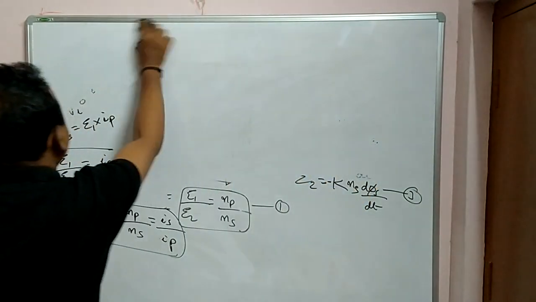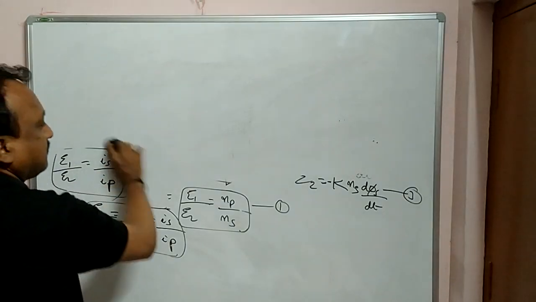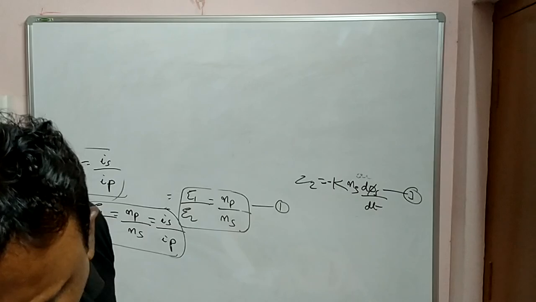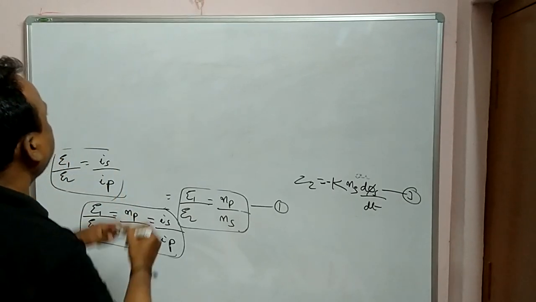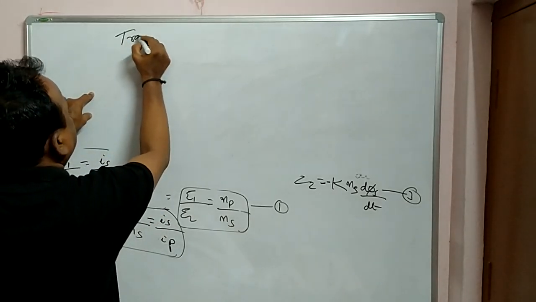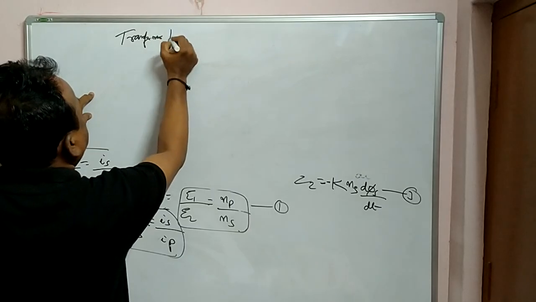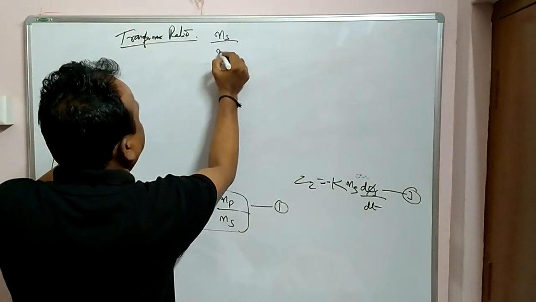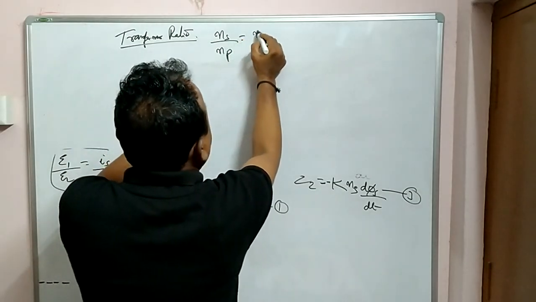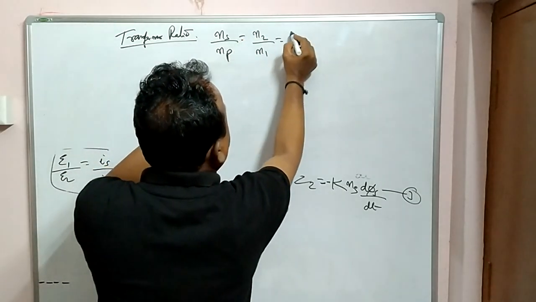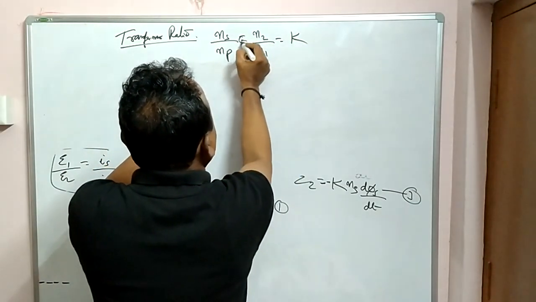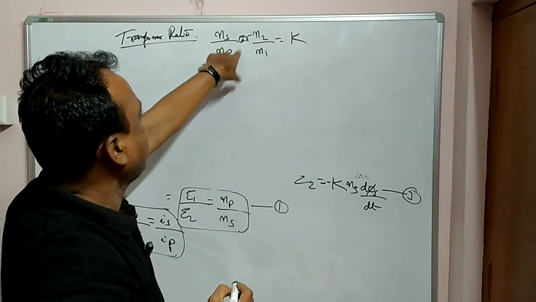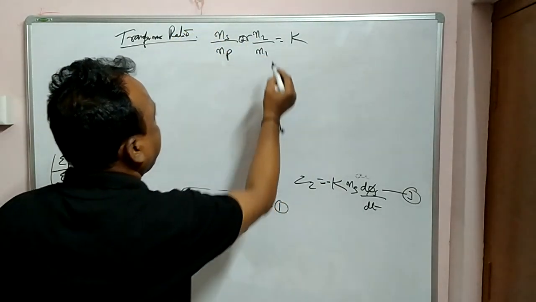Now next thing, we'll see what is the transformer ratio. Very important. We are coming to the end of the chapter almost. What is the transformer ratio? The transformer ratio is nothing but NS by NP, or N2 by N1, equal to K. That is, the number of turns in the secondary by the number of turns in the primary. N2 by N1 is equal to K.